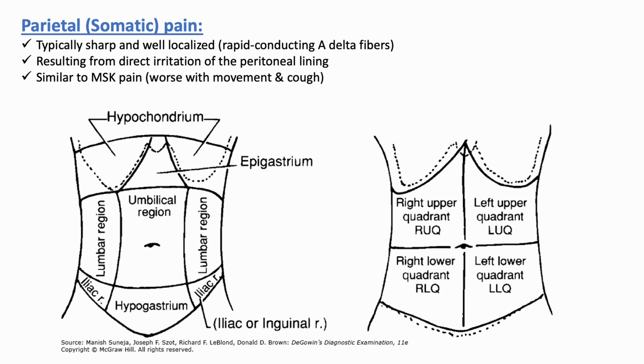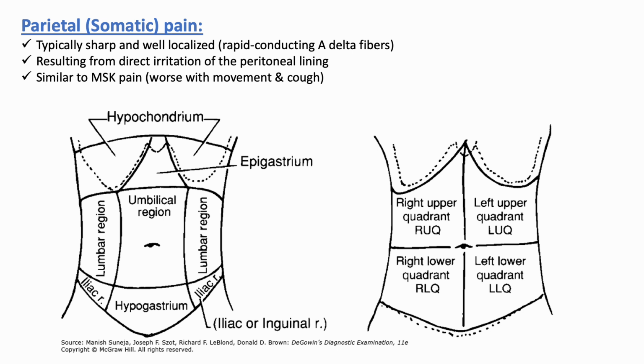And of course, the classic example of visceral and somatic or parietal pain is acute appendicitis, and how the pain usually is in the center, periumbilical and vague, and then it shifts to the right lower quadrant because of the local peritonitis.